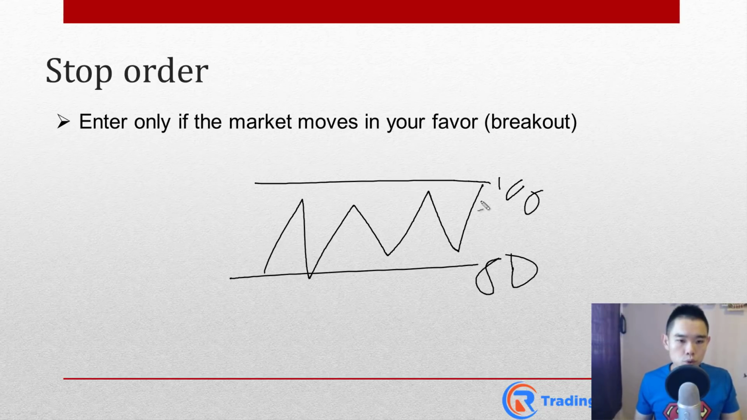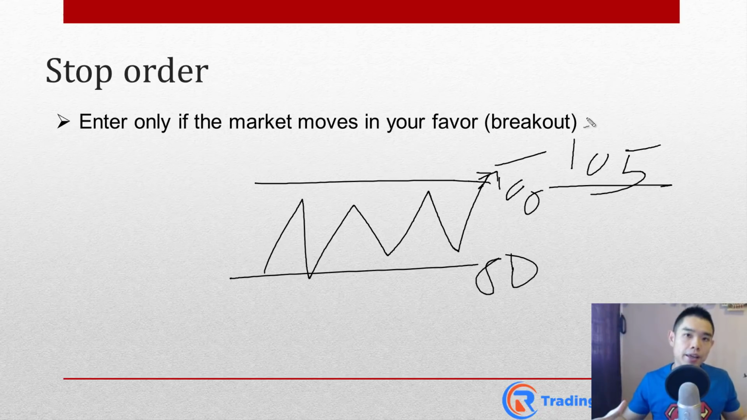So if you use a stop order, you can put in a stop order at, let's say, $105, over here, $105. This means that only if Apple shares move up and hit $105, only then will you buy the shares.